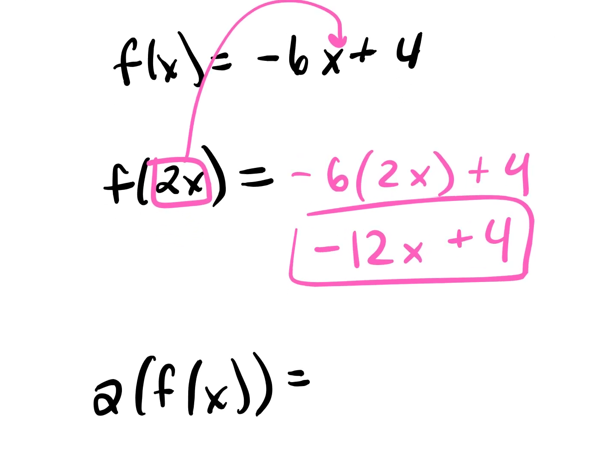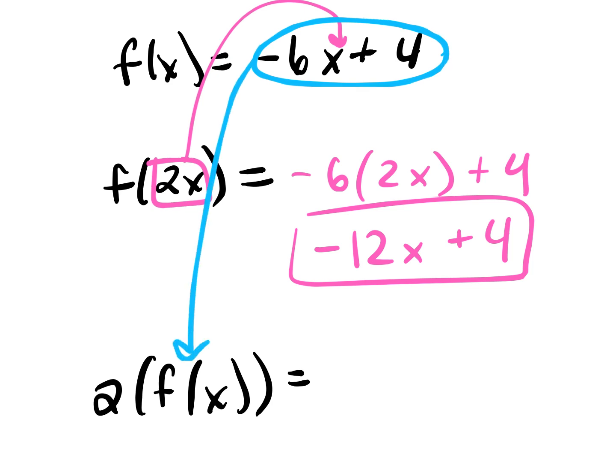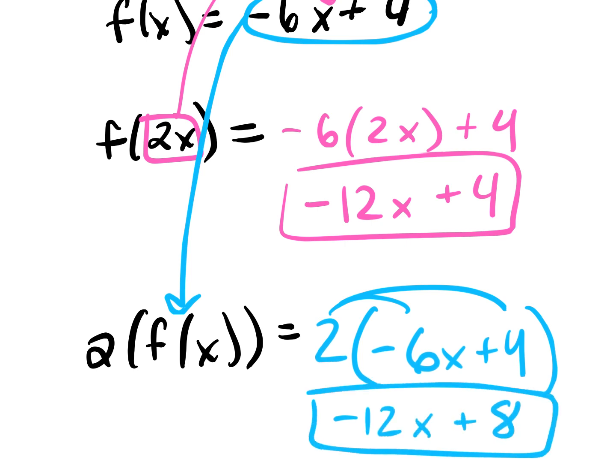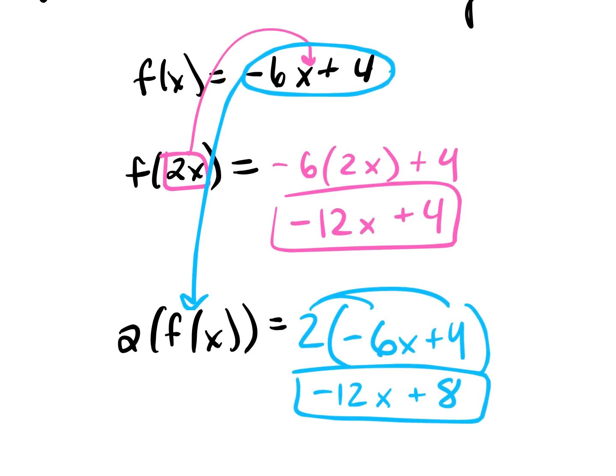Our entire function f of x. So we take our function f of x. If we plug it in, we have 2 times f of x, which is negative 6x plus 4. So we're just distributing the 2 to it. So this would be negative 12x plus 8. Any questions here?